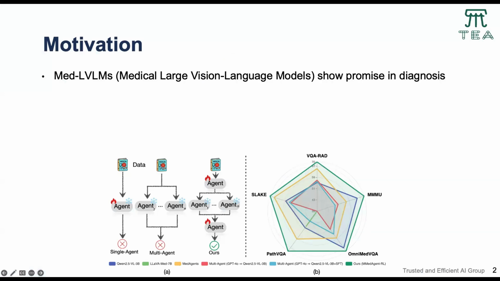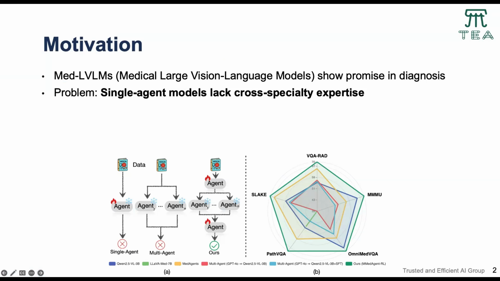So medical large vision language models, or LVLMs, are becoming increasingly powerful for diagnostic tasks. However, single agent models struggle when it comes to covering different medical specialities such as radiology, pathology, or oncology. For example, it is shown on the left.